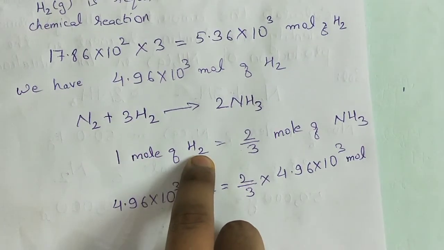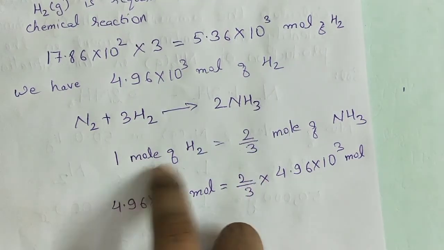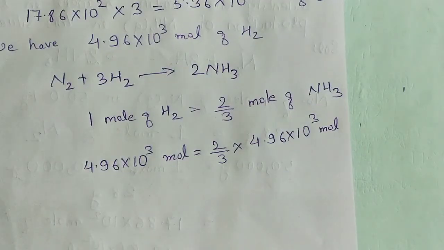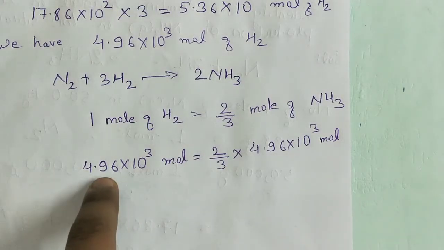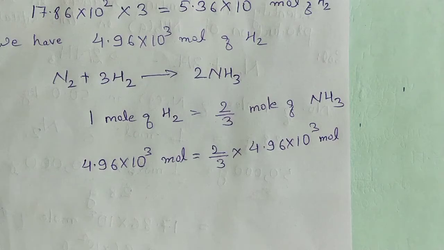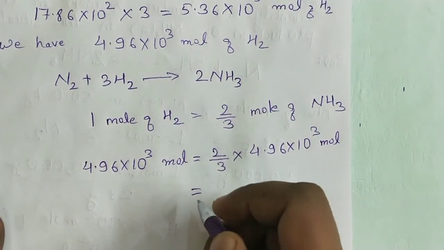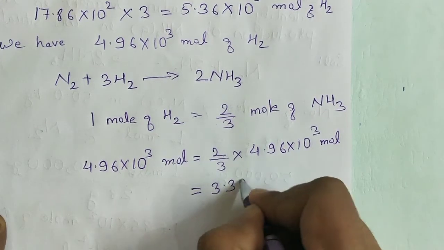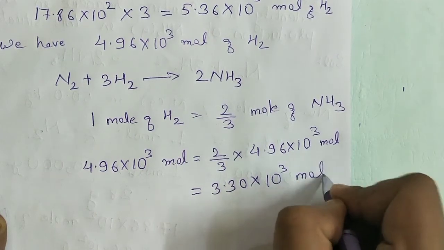1 mole of hydrogen, because 3 mole of hydrogen gas will give 2 mole of NH3, means 1 mole of hydrogen will give 2 by 3 mole of NH3. So, but the current mole available to us for hydrogen gas is 4.96 into 10 to the power 3. So 4.96 into 10 to the power 3 mole will create 3.3 into 10 to the power 3 mole of NH3.